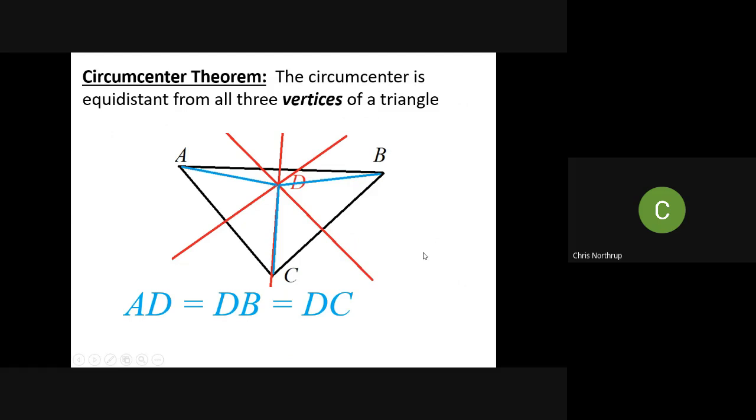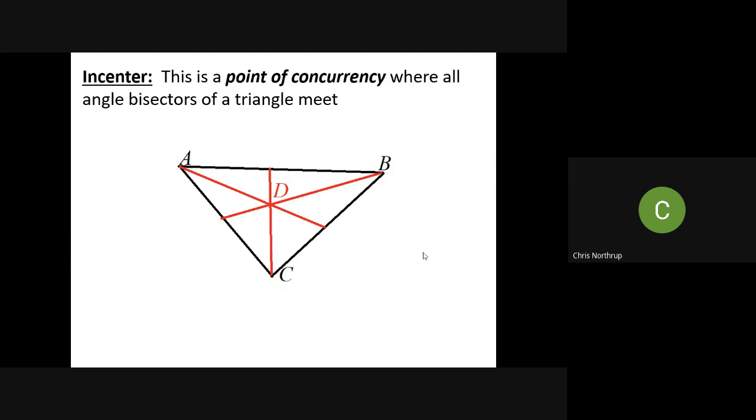That's for circumcenters. The other point of concurrency for 5.1 is called the incenter. So this is whenever we cut the angles of a triangle in half. So if you bisect angle A, and you bisect angle B, and you bisect angle C, turns out all 3 of those bisectors are going to meet at one single point. That's going to be called D. That's our incenter. This also has a theorem associated with it.